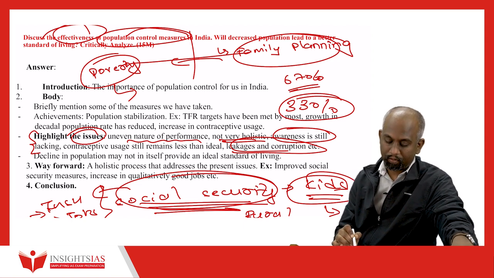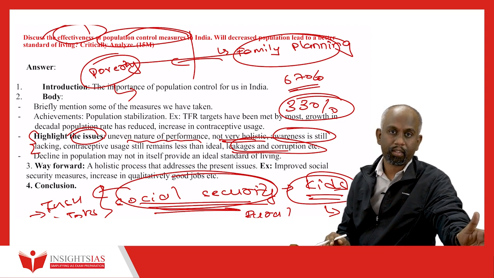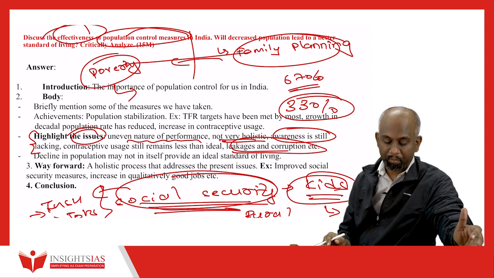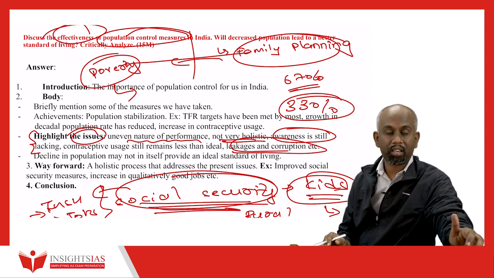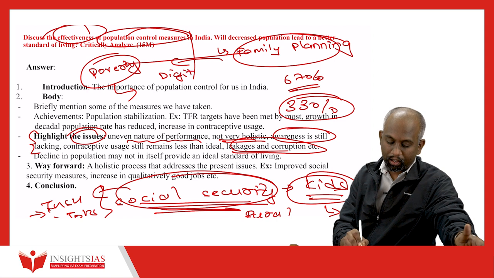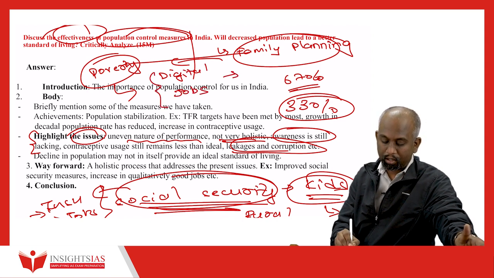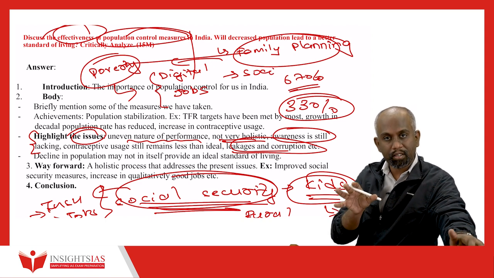And here they've asked, will decreased population lead to a better standard of living? Absolutely not, right? It might improve to a certain degree, but completely, 100%, it might not. There might be other factors which determine the standard of living. It might be poverty. It might be access to resources such as digital infrastructure. It might be access to jobs, social security, and whatnot. Population is just one aspect.